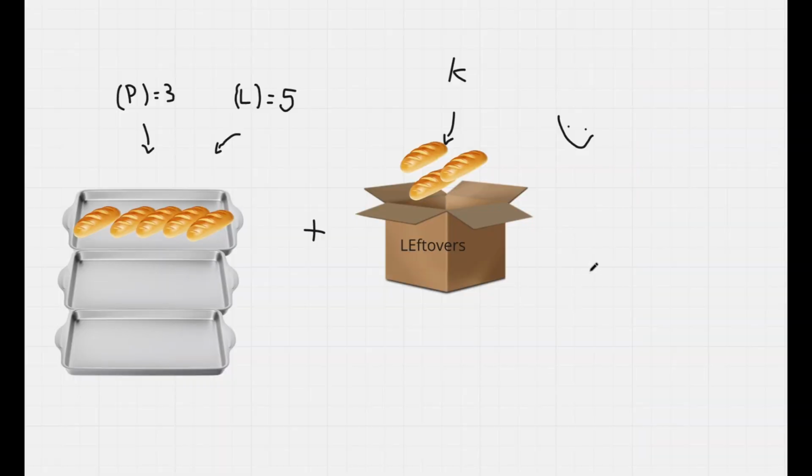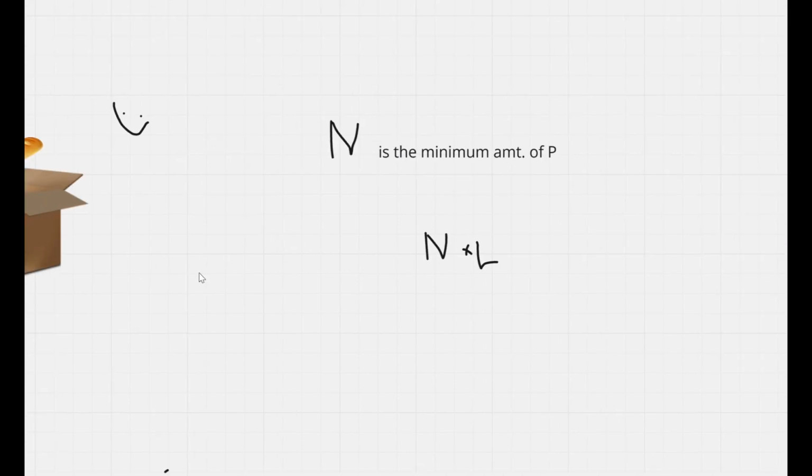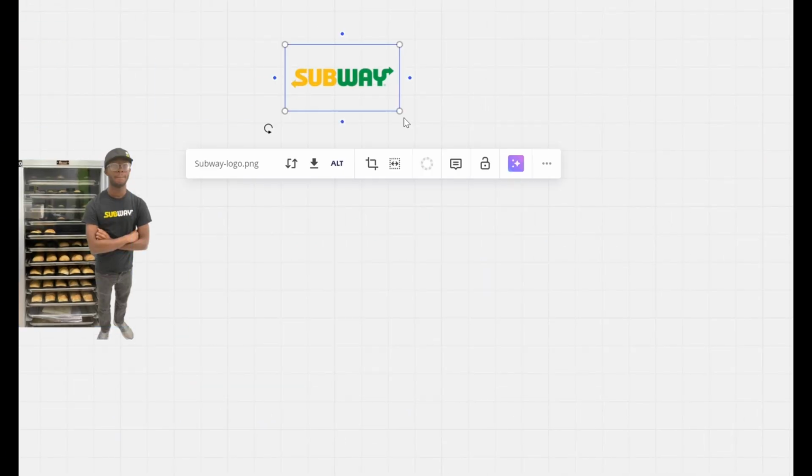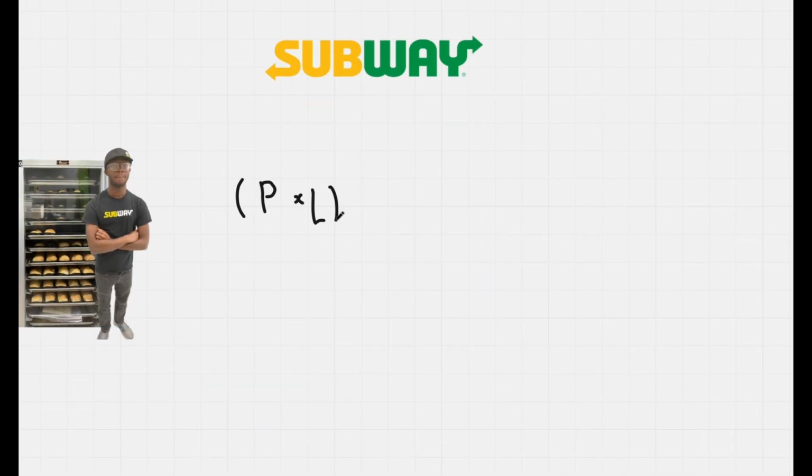Now for the other half. His box requires a minimum amount of pans for the next day, which is represented by the variable N, multiplied by L, which is how much bread he can get on each pan. So now we have Jacoby working at Subway. So the variable P times L plus K is greater than or equal to N times L.